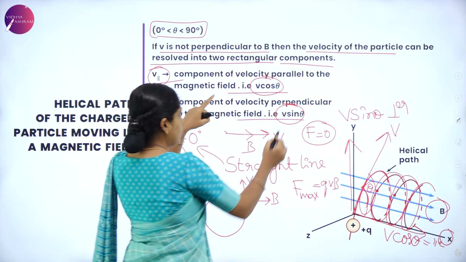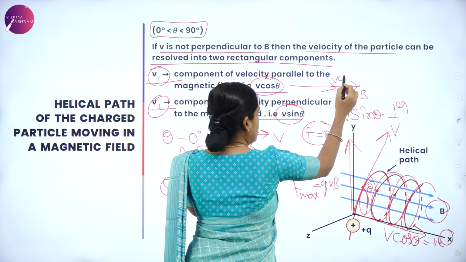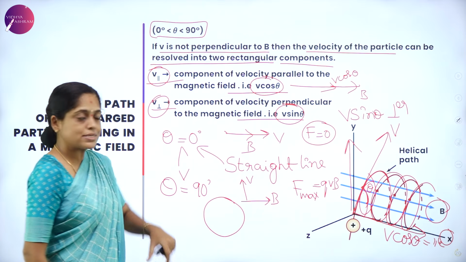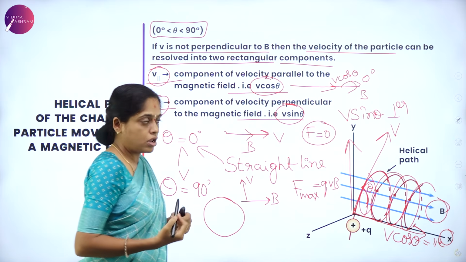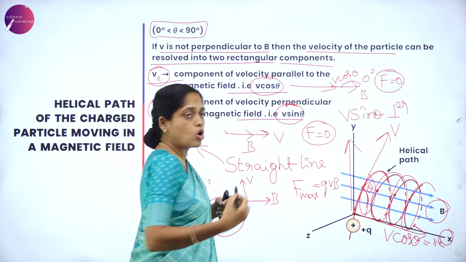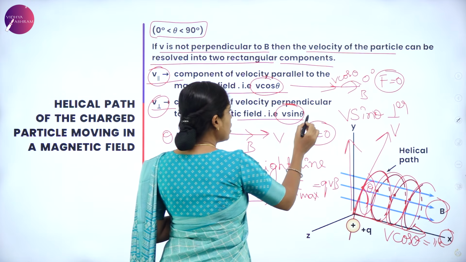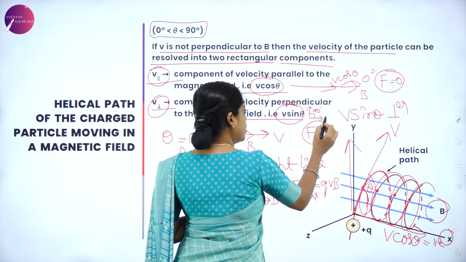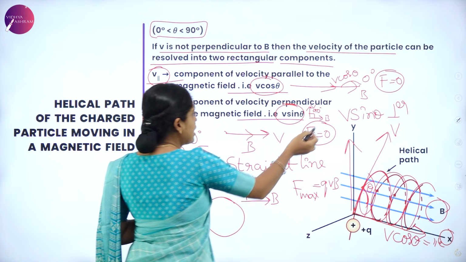Observe here, v cos theta is in the direction of the magnetic field, so v cos theta makes an angle 0 degree with the magnetic field. Therefore, the force on the moving charge due to this component is 0. But v sin theta is perpendicular to the magnetic field. As it is perpendicular, it has to follow a circular path.